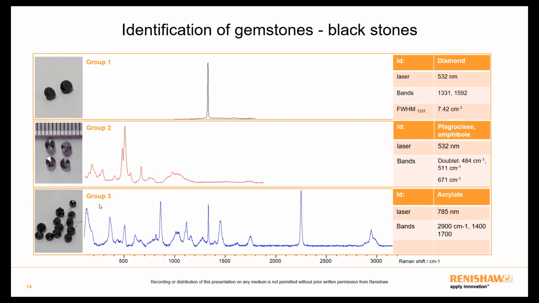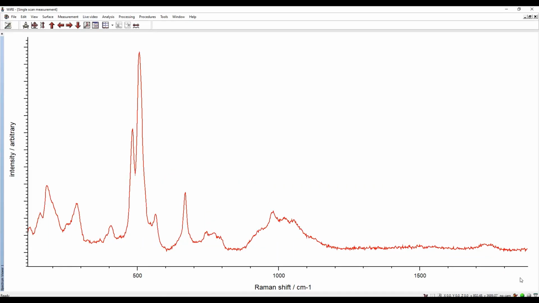So let's take a look at how we can identify Raman spectra in the WiRE software. Here we have a spectrum from one of those black stones. The spectrum has several Raman bands below 1000 wave numbers, and this is typical of materials that are inorganic. We can identify this spectrum using library search.